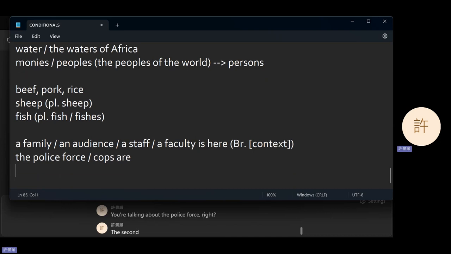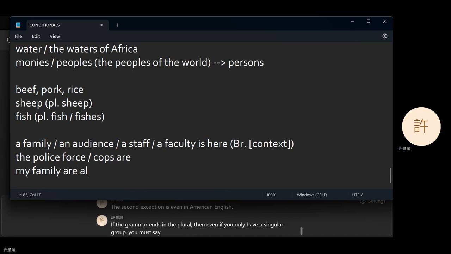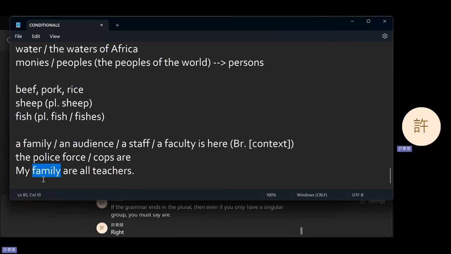The second exception is, even in American English, if the grammar ends in a plural, then even if you only have a singular group, you must say are. Right, so my family, I only have one family, and yet are all teachers plural. Therefore, you have to use a plural verb. My family are all teachers. This is even true for American English.